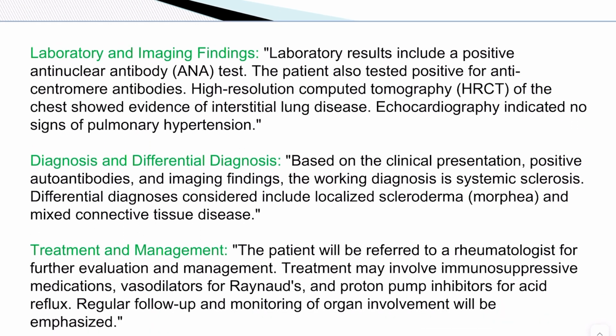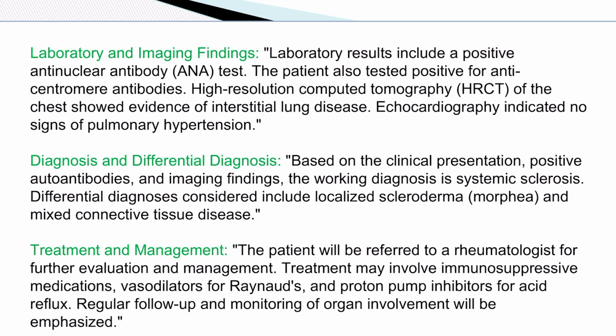So in some scenarios, when you ask about some investigations, the patient may give you some details about the investigations done. If it is done, that is okay. Otherwise, you're going to just suggest the investigations. So laboratory studies included a positive ANA test, and the patient also tested positive for anti-centromere antibodies. If the patient has given you the results: high resolution CT of the chest showed evidence of interstitial lung disease. Echocardiography indicated no signs of pulmonary hypertension.